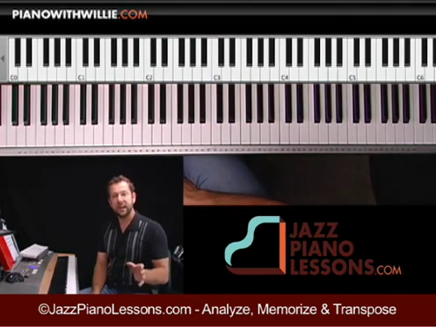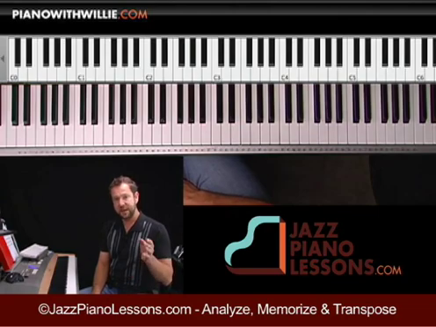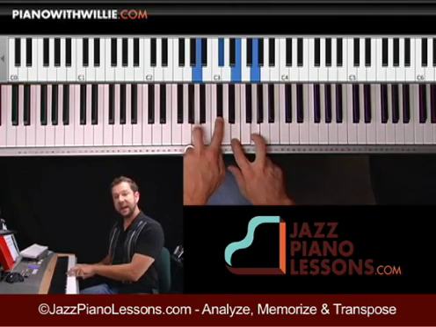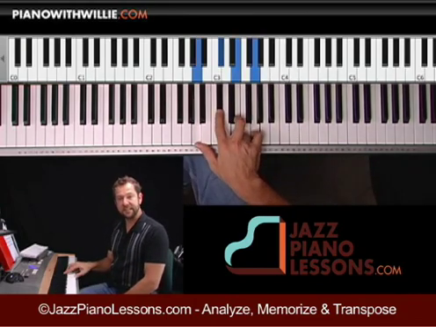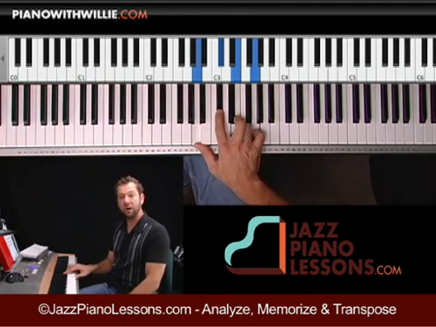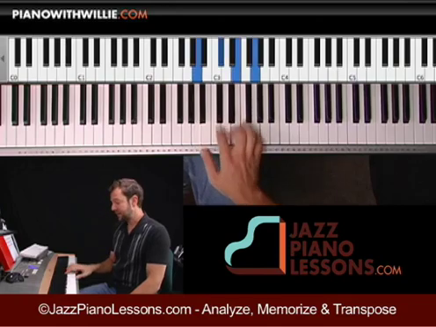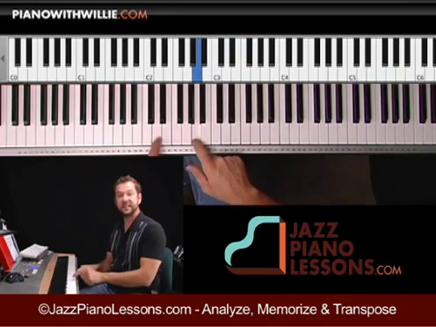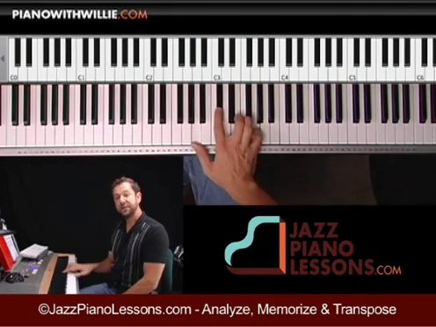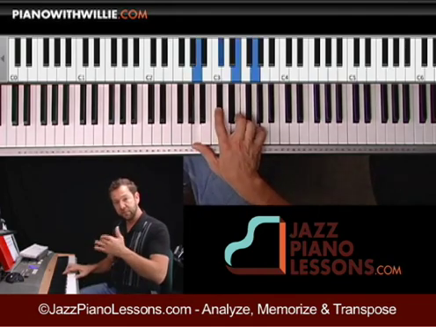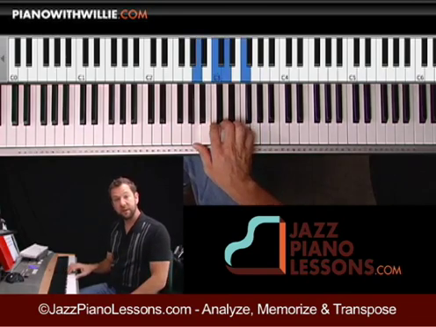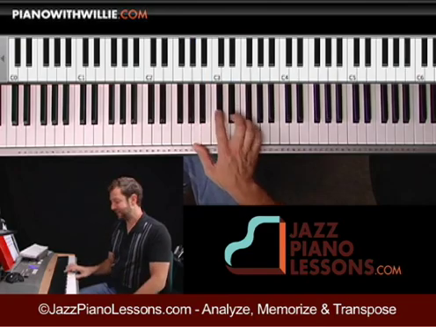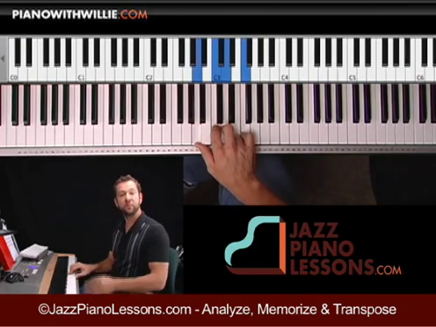Now, anytime we have dominant motion, and dominant motion could be anywhere, I could go A7 to D minor. That's dominant motion because I have a dominant 7th chord and it is resolving up a 4th, or up 1, 2, 3, 4, 5 half steps, up a 4th. You can also look at it as down a 5th. It's the same interval. So when you have a dominant 7th chord resolving up a 4th to a major chord, a minor chord, or another dominant 7th chord, that is dominant motion. So A7 moving to D minor 7 would be dominant motion.